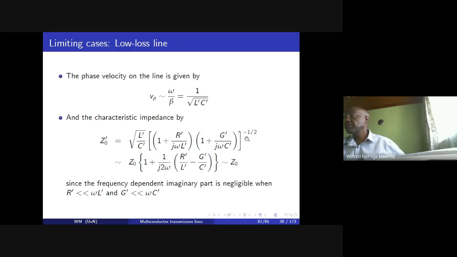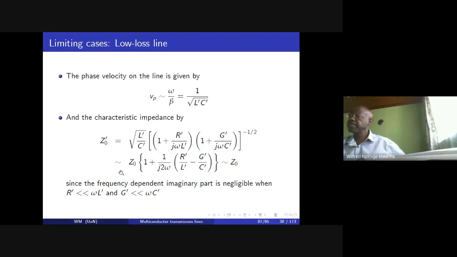I'll correct this for you. This is not distributed all through. That should be raised to a half, and that raised to minus a half there, because this is at the bottom, this expression for Z naught prime.